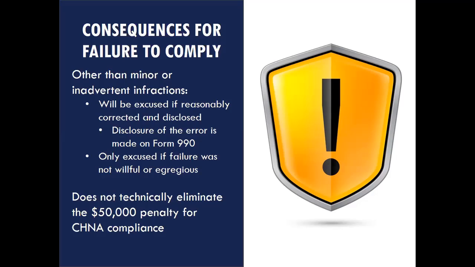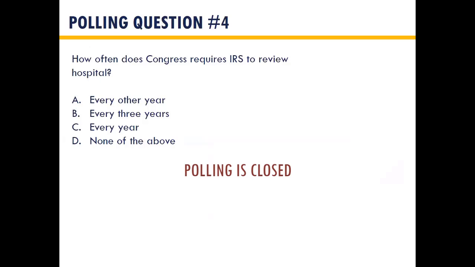And our last polling question. All right, last polling question here. How often does Congress require IRS to review the hospitals? Okay, so it is every 3 years that they're required to do that review of each hospital. So they're continually conducting those reviews, but each hospital would be looked at every 3 years.